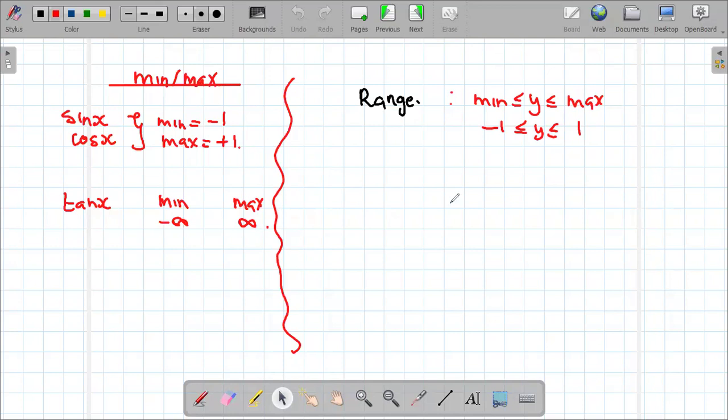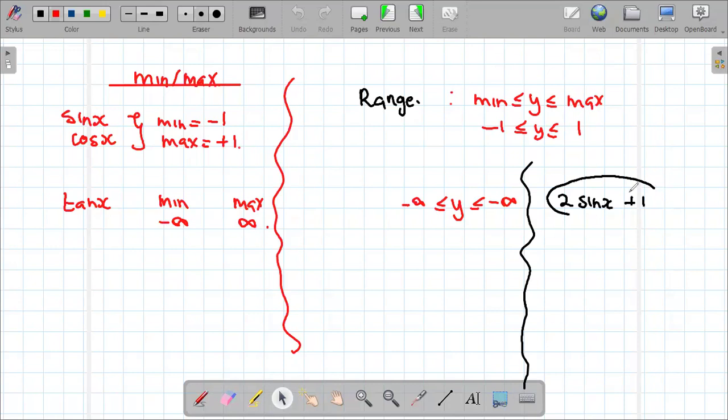So what about for tan? When they ask you for the range for tan, y is between negative infinity and positive infinity. You are done with the minimum and maximum issues. But what happens now? That's very, very key. What happens if I have 2 sine x plus 1? Let's assume the examiner gives you this kind of function and asks you to determine the minimum and maximum, I mean the range rather. Please don't stress.